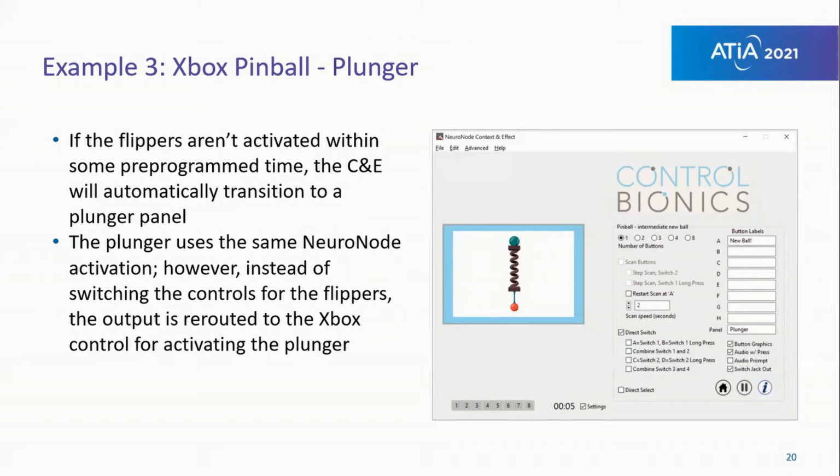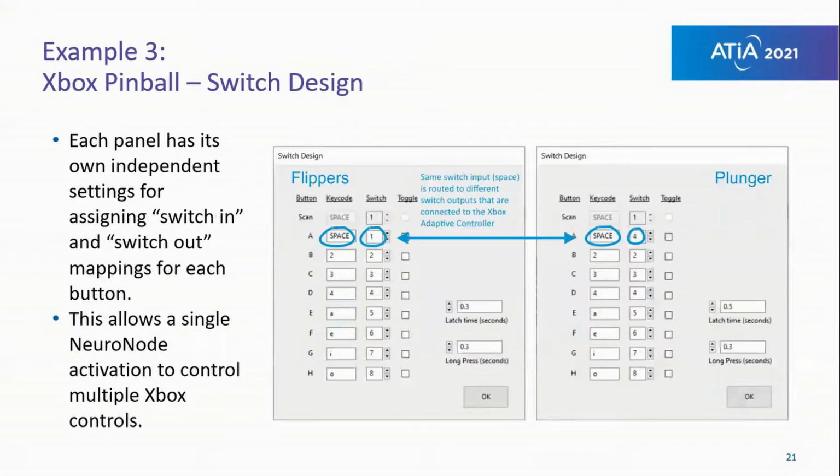And that's one of the keys and the magic to this: rerouting the place where your switch goes. So when we're using the flippers, we're going out of switch outputs 1 and 2 from the C&E box. When we are using the plunger, it's routing that out of switch output 4. So those 3 controls are all controlled with single NeuroNode activation.